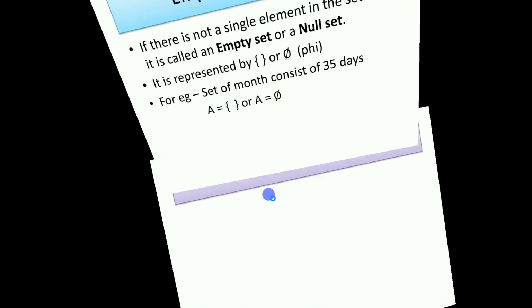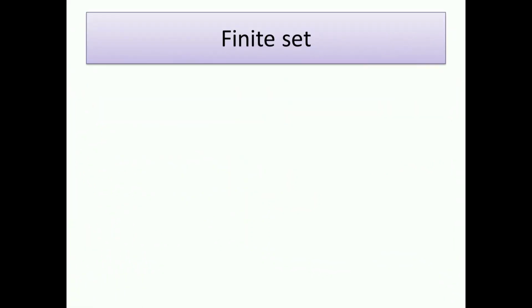Now let us move on to the next set, which is the finite set. According to the meaning of the word finite, it is anything which is countable, that you can count. Just like your fingers, you can count your fingers, right? You can count your money, so that is nothing but finite.